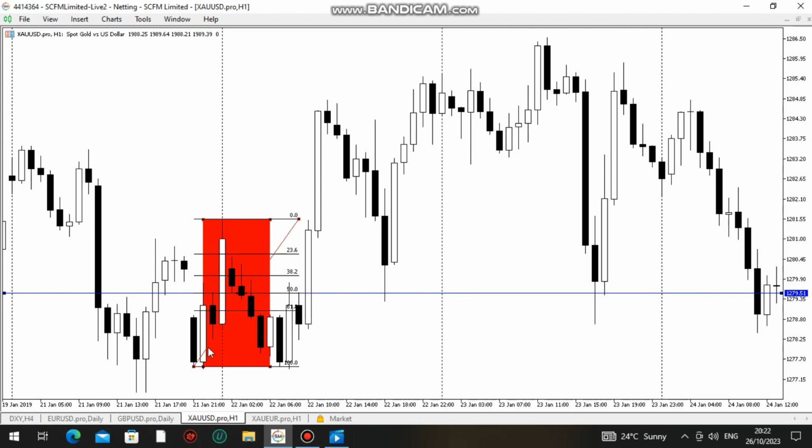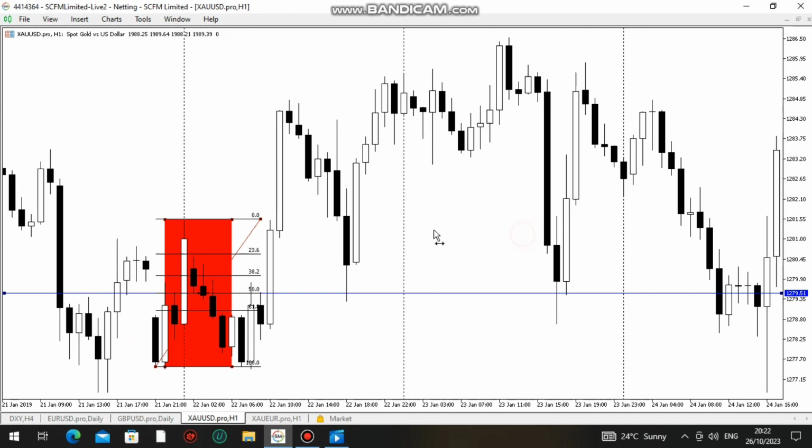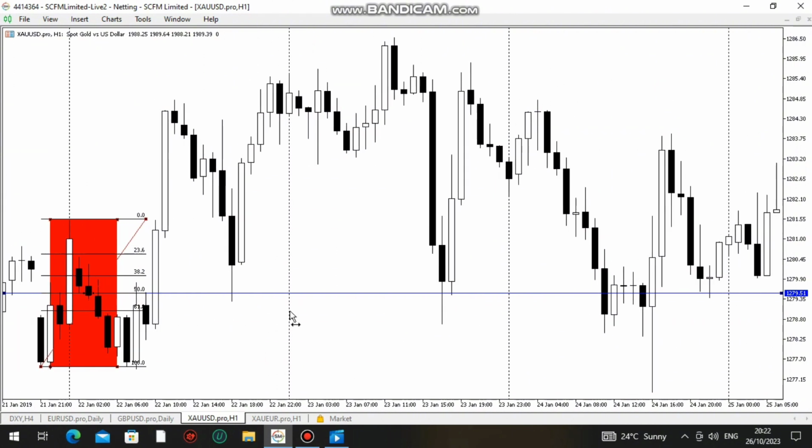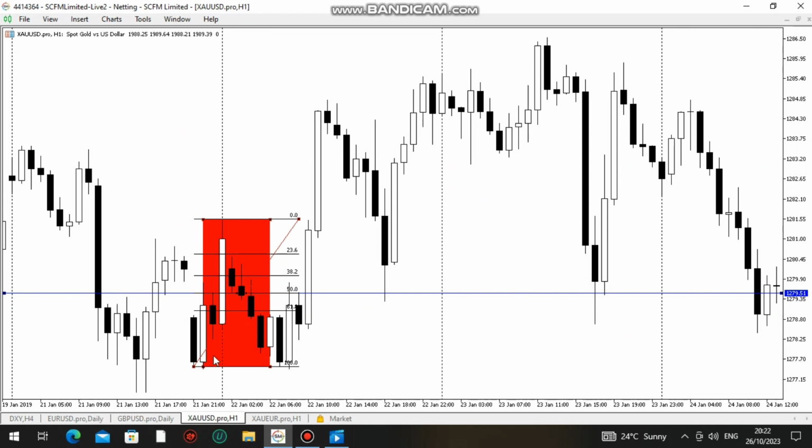And what did I say a breaker block is? A bullish breaker block is the last up move before a liquidity sweep to the lows, and a bearish breaker block is the last down move before a liquidity sweep to the upside, and then an expansion to the downside. Let me show you.